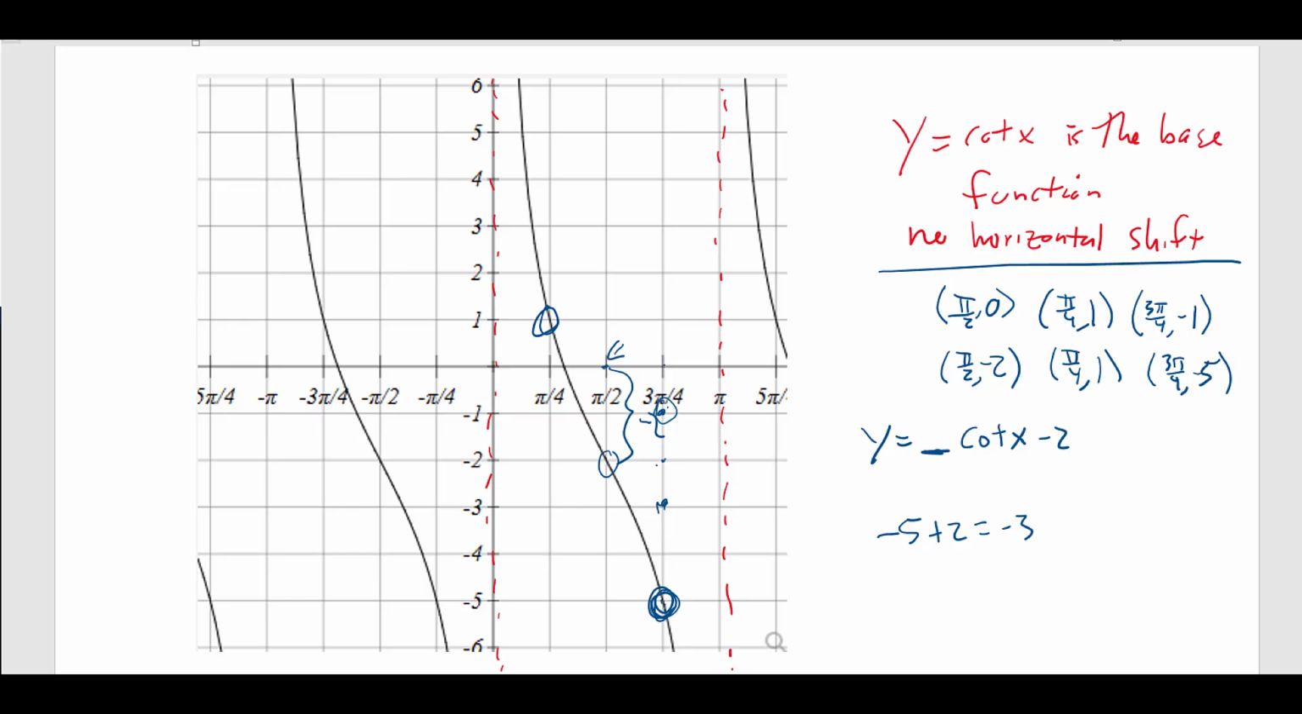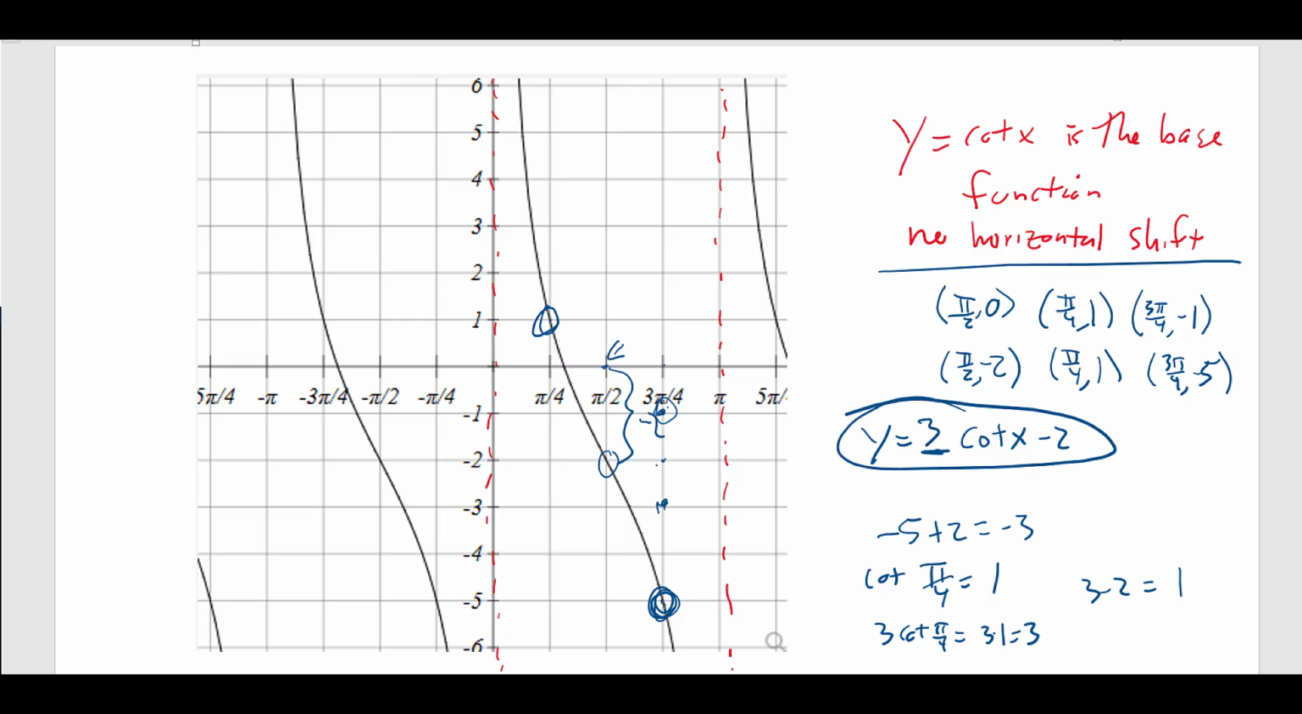Let's go the other direction. That pi over 4, so cotangent of pi over 4, would have given us 1. But if we were to multiply that by 3, 3 times cotangent pi over 4 gives us 3 times 1, which is 3. And then if we subtract 2, that gives us 1, so that puts us where we are. So I'm going to propose that this is actually y equals 3 times cotangent of x, minus 2.